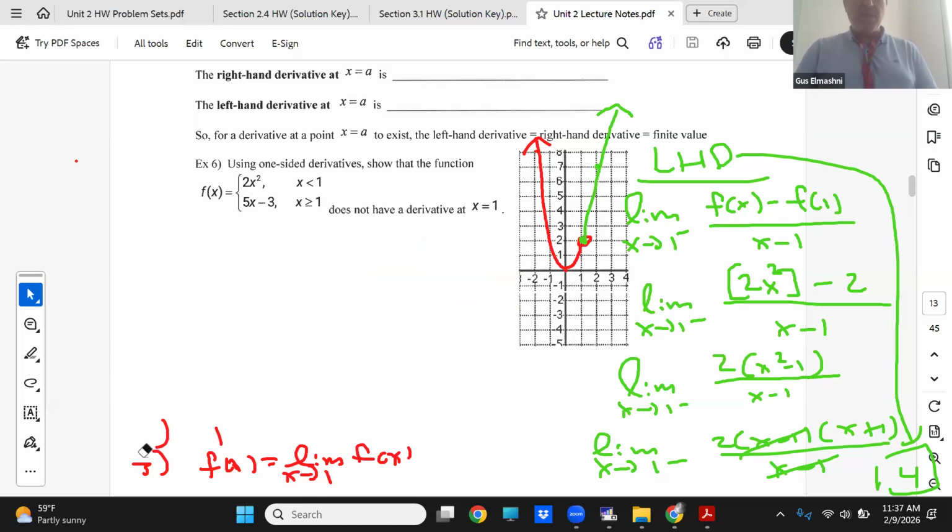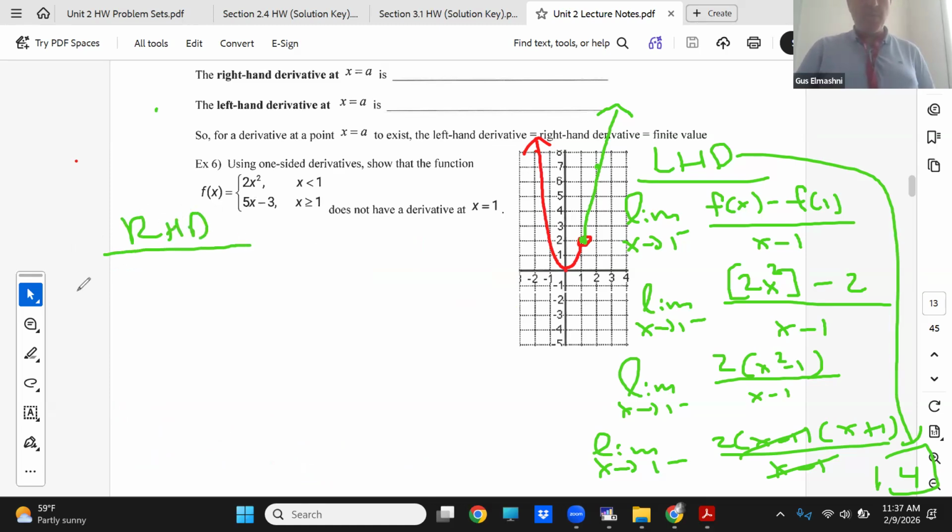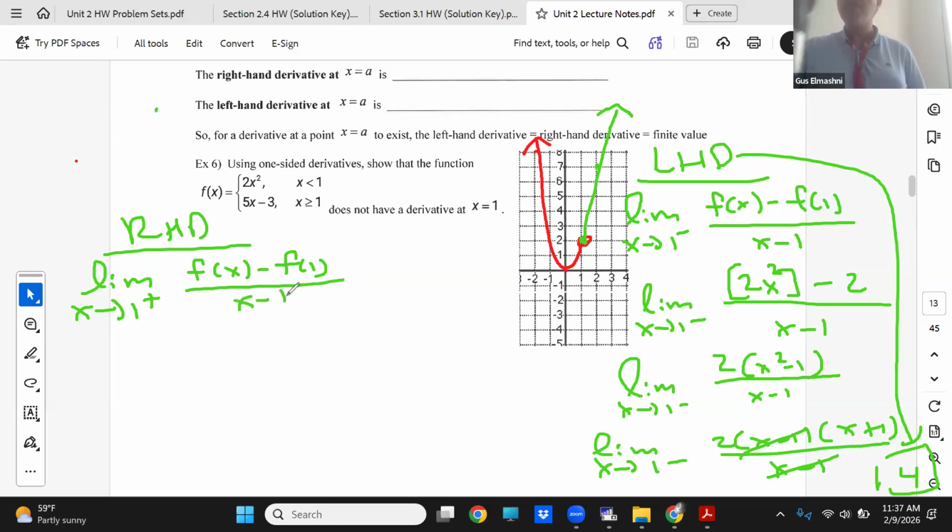Okay, now next up, let's try it again for the right-hand derivative. Now, if you do the right-hand derivative, I'm doing the limit as x approaches 1 from the right. Okay. So now which expression do we use? If x is bigger than 1. Slightly bigger. The bottom. Good. Yep. So we have 5x minus 3.